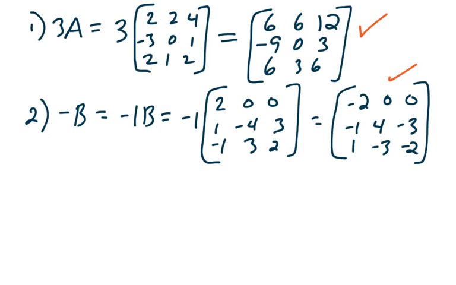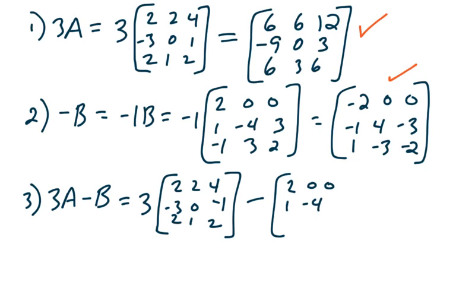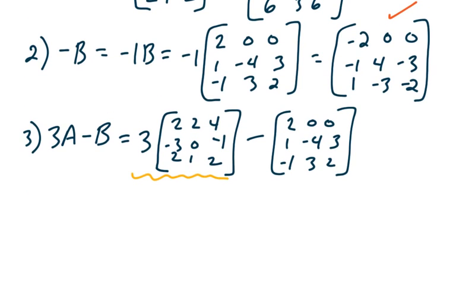All right, and the last one. Number 3 is a little bit more complicated. Let's see what we have to do. This was 3 times the matrix A minus the matrix B. Okay, let me rewrite that. That's the same thing as 3 times matrix A, which again was 2, 2, 4, negative 3, 0, 1, negative, and 2, 1, 2. And then I'm going to subtract the matrix B. Matrix B again was 2, 0, 0, 1, negative 4, 3, and negative 1, 3, 2. By order of operations, folks, we really have to do this left one first.